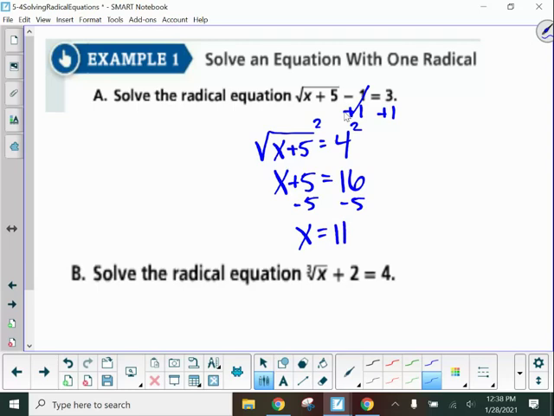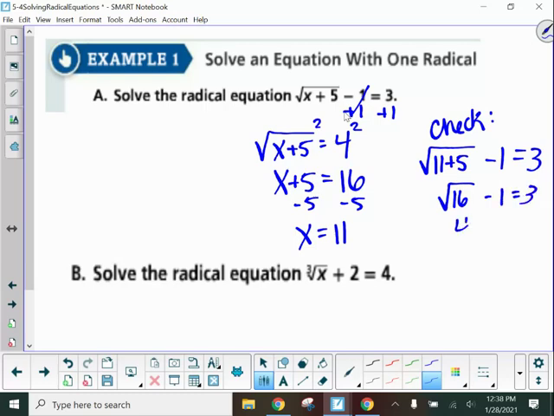Before I box that in, I want to check that it works in the original equation. I plug the 11 back in. I want to see if 11 plus 5, when I take the square root and subtract 1, gives me 3. Well, 11 plus 5 is 16, and the square root of 16 is 4. So that does work out to be 3 when you subtract the 1. So 11 is our solution for part A.